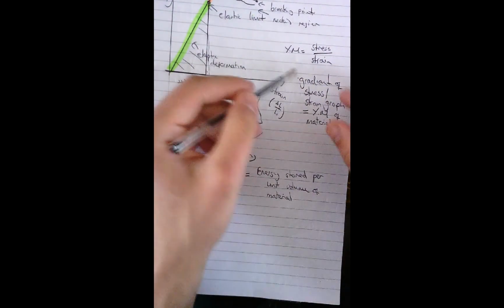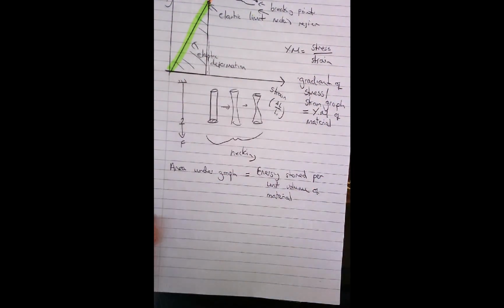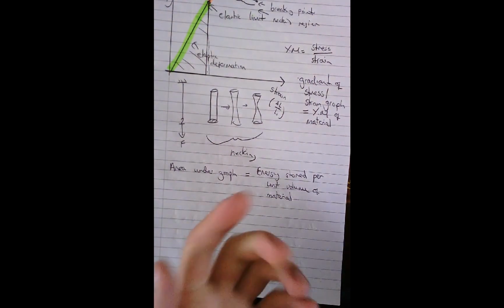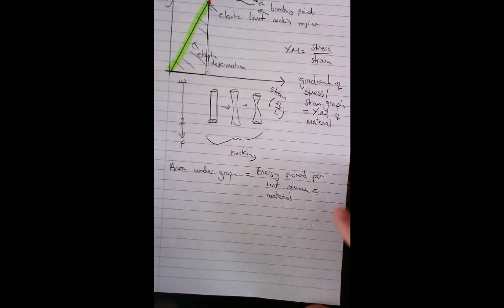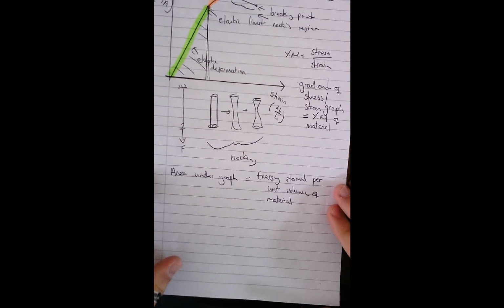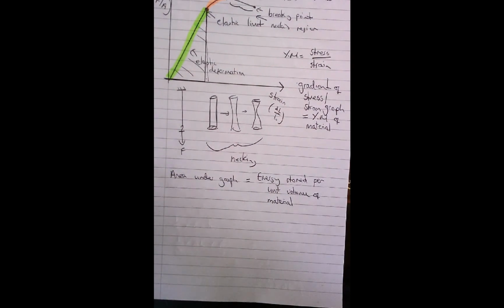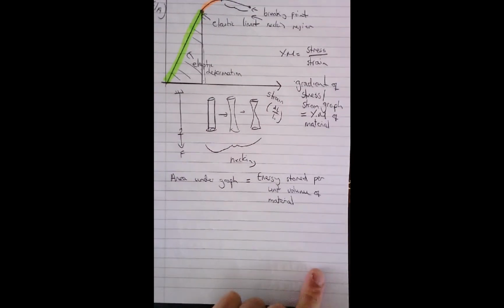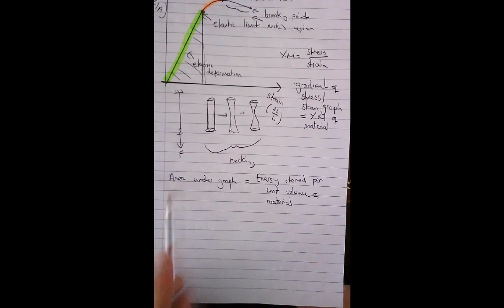Interesting how the gradient gives you this Young's modulus, which I said is a measure of the stiffness of the material, not depending on the amount of material you've got, and the area under gives you a measure of the energy stored by the material, which doesn't depend on the amount of material that you've got. So this fact here I've not seen tested. That doesn't mean that it couldn't come up. So it is worth knowing.